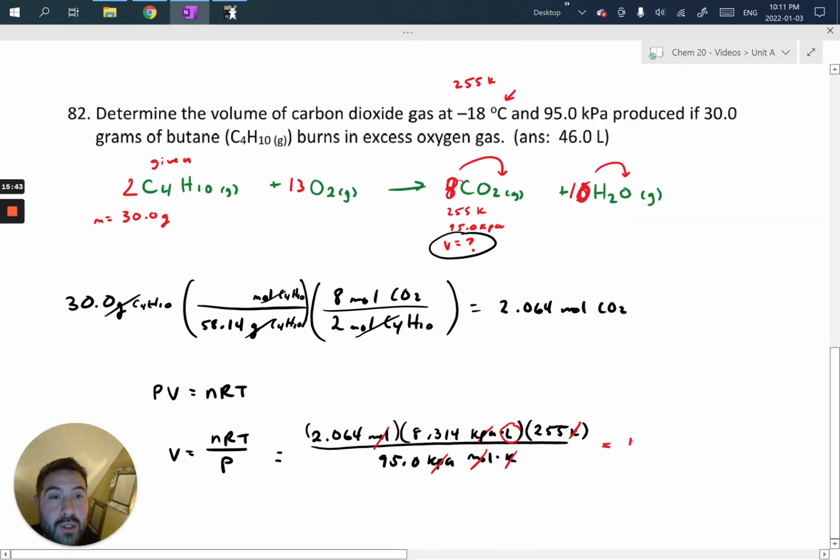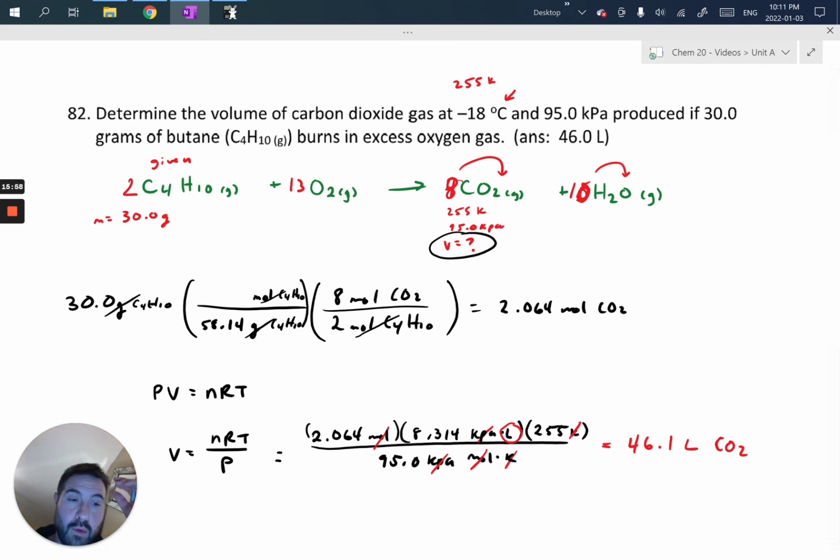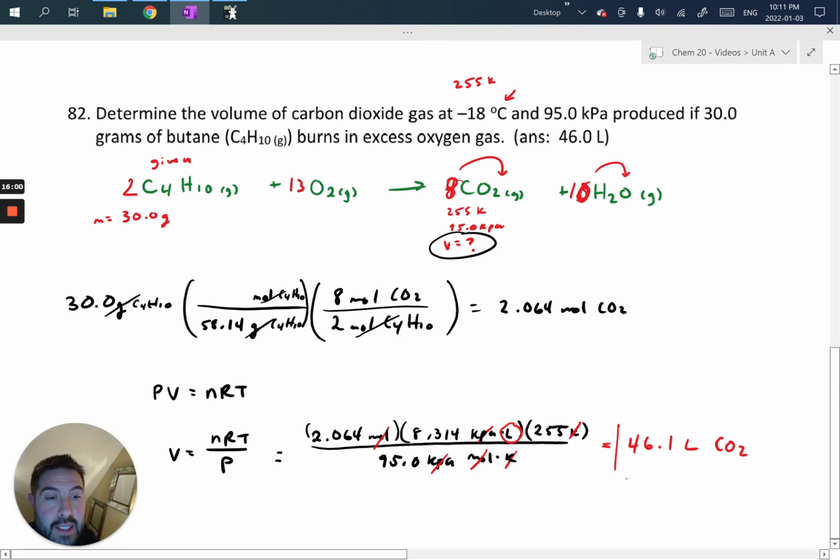We really rounded to 46.1. And I think that is probably because we used 273 for Kelvin instead of 273.15. But there you have it.